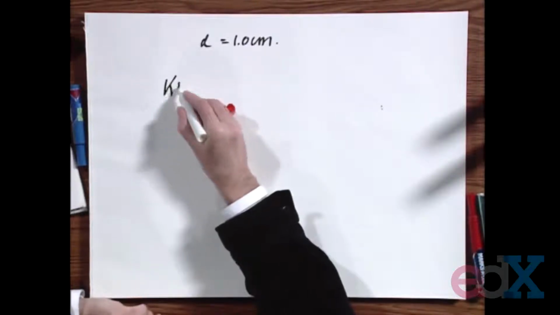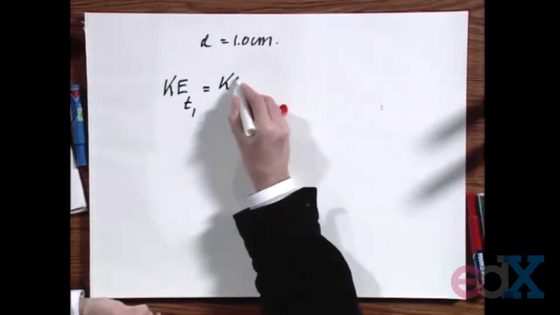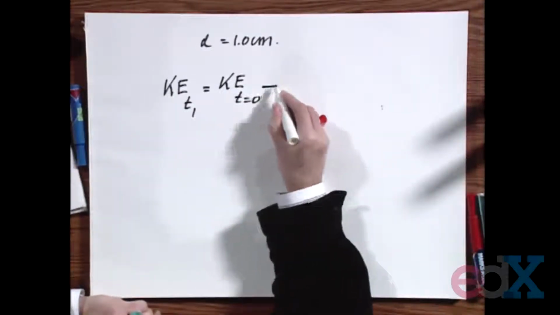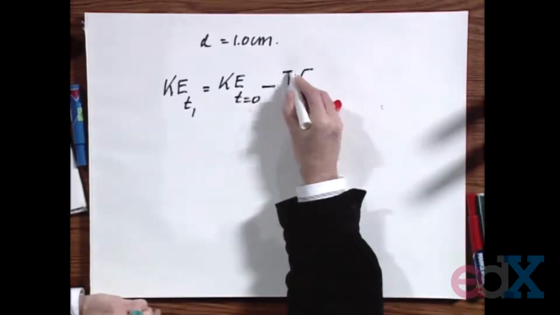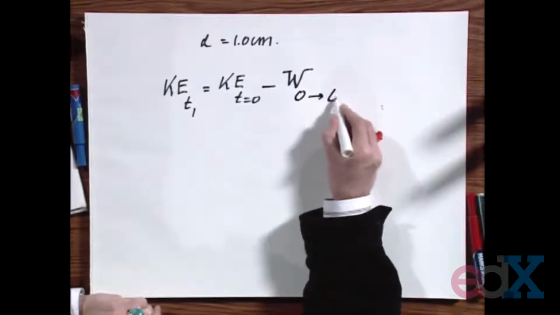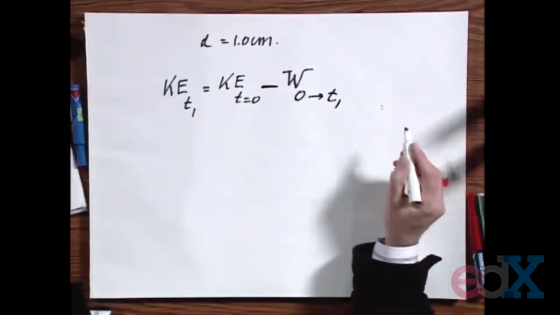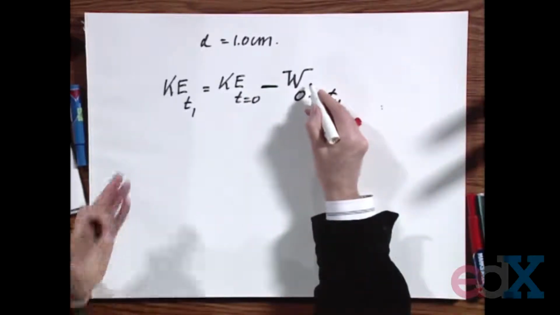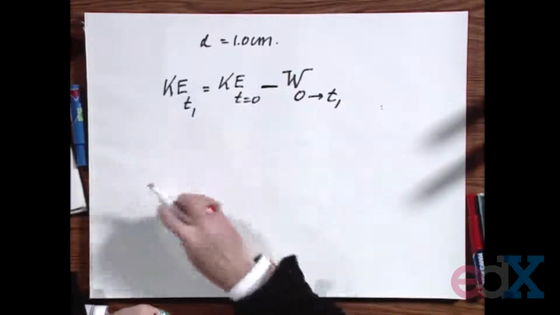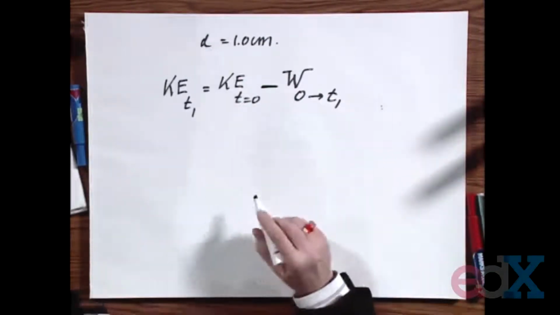Well, the kinetic energy at any moment in time t1 equals the kinetic energy at time t equals 0 minus, if there is negative work done, minus the work that is done between time 0 and t1 on the electron in this case. And it's the electric field that is doing work, and the work is negative because F is in this direction and ds is in this direction as it moves out.